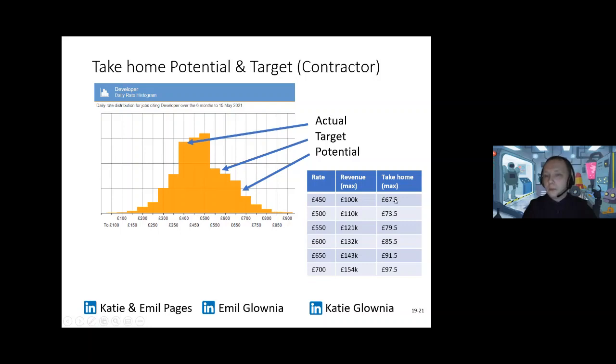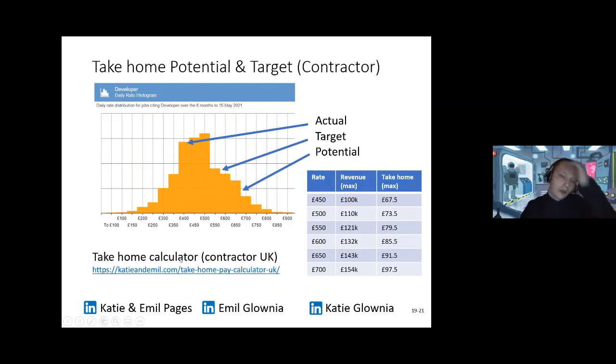67.5 take home. So for instance, expenses 30K, that gives savings not 6K but 37.5K. So quite a big difference, and that increases with 550, 600, 700. There are sometimes roles above 700. I had a contract in the past for 750 and 850, but those are relatively rare opportunities.